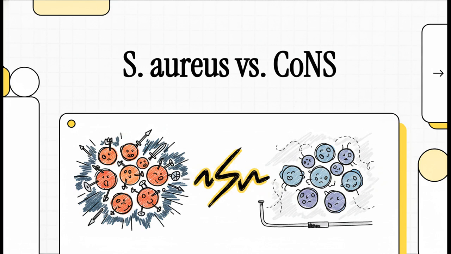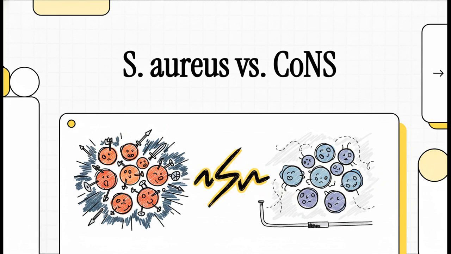Today, we're unpacking a classic tale of two bacterial brothers. On one side, we've got the highly aggressive, heavily armed Staphylococcus aureus. And on the other, its sneaky, opportunistic little sibling, the coagulase-negative staphylococci, or CoNS for short. Getting the differences between these two locked down is absolutely going to save you points on test day, and honestly, it'll save lives on the wards.